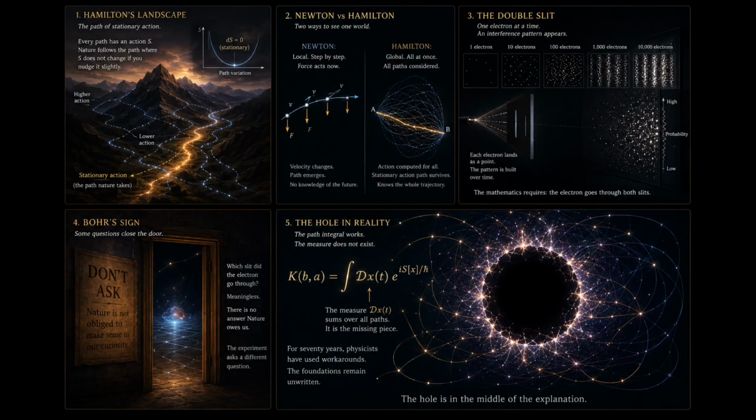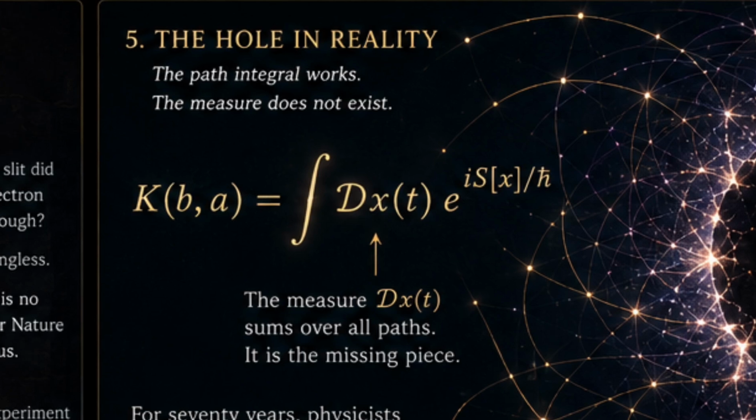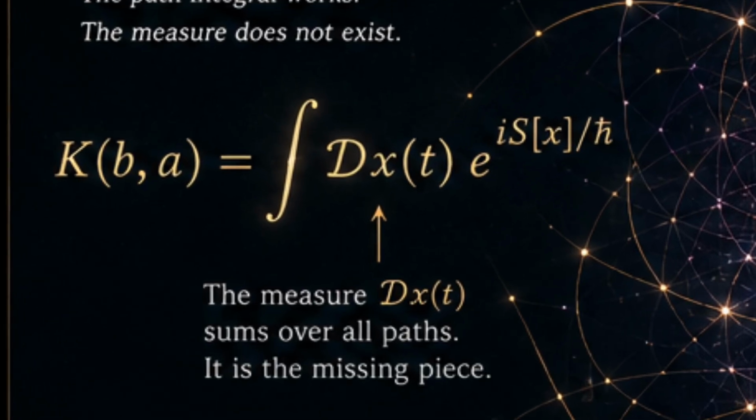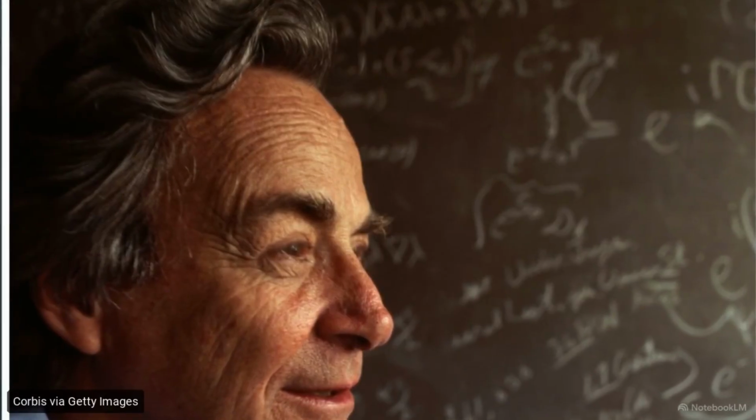His framework relied on a mathematical measure, denoted as script D x of t, that summed the probabilities of a particle's possible trajectories. He wrote the symbol, but left the measure strictly undefined.